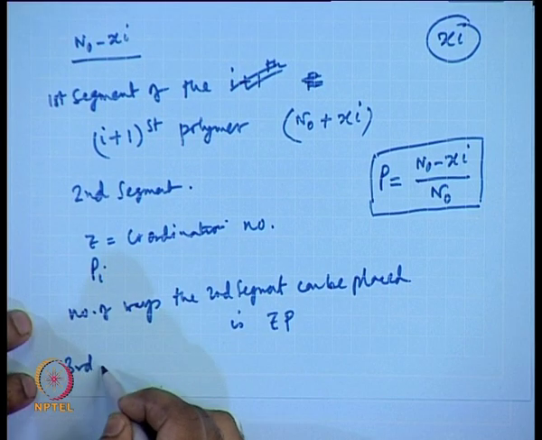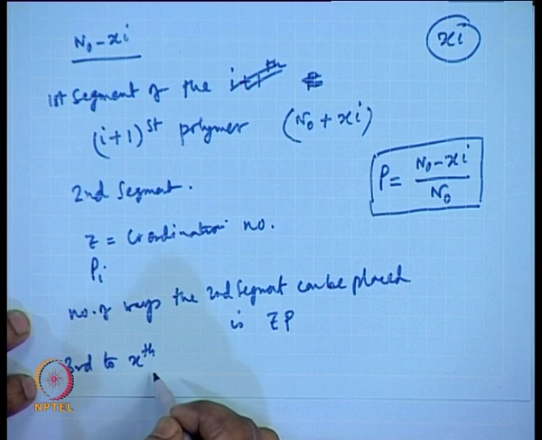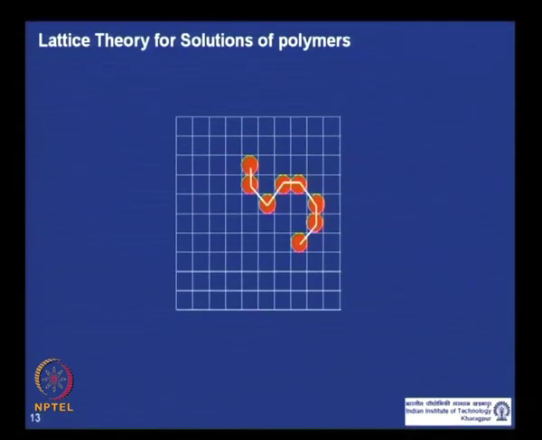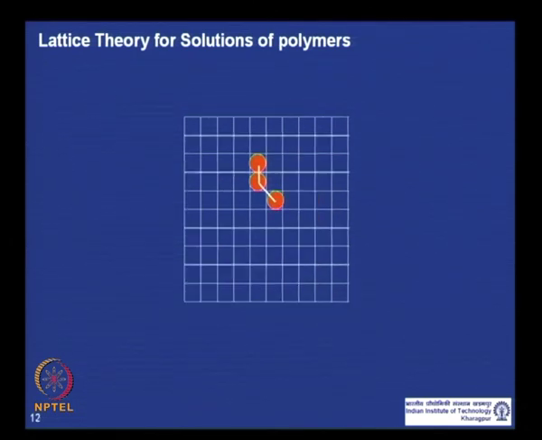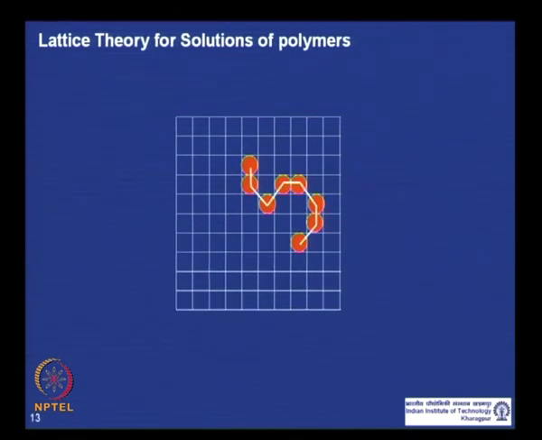From the third to the last, which is x-th, how many different ways can you add? It is basically the same way you added the second one. You have to add the third, fourth, fifth, sixth, up to x-th, the same way.